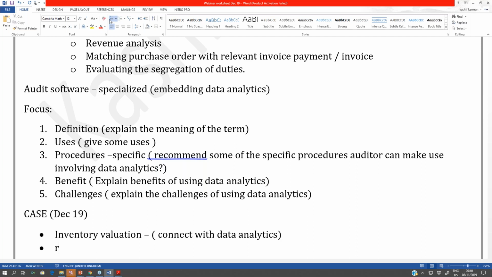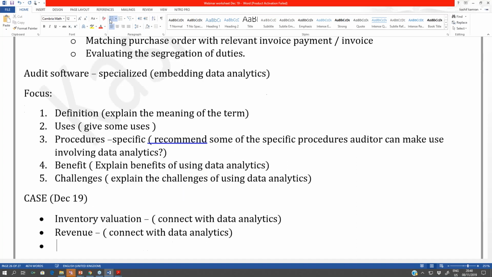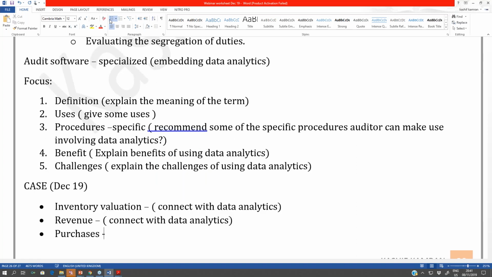Or what if the examiner gives you a case on revenue and then connects the case with data analytics? Or what if the examiner gives you a case on purchases and then connects that with data analytics? So you cannot take the examples of the examiner lightly.